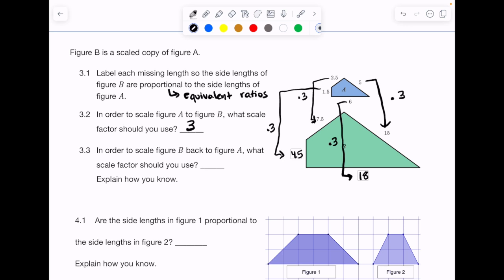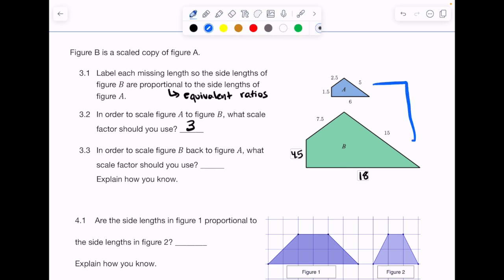And then in order to scale figure B back to figure A, what scale factor should you use? Here we're looking at that reciprocal concept. From A to B, the scale factor is 3, so we're multiplying all the side lengths by 3. If we want to go in the other direction to get from the big one to the small one, we're going to be multiplying by the reciprocal of 3, which is 1/3. So that's going to be my answer to 3.3. And how do you know 3 and 1/3 are reciprocals?